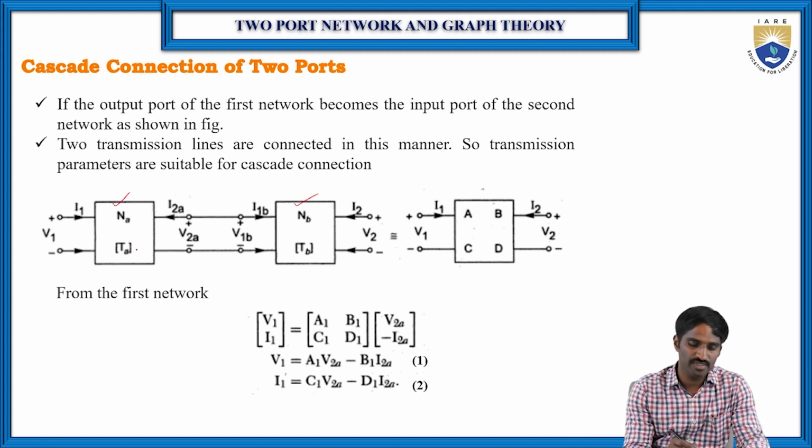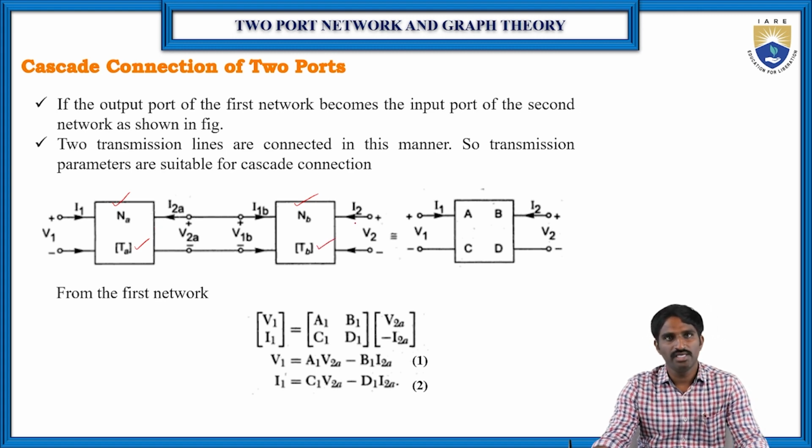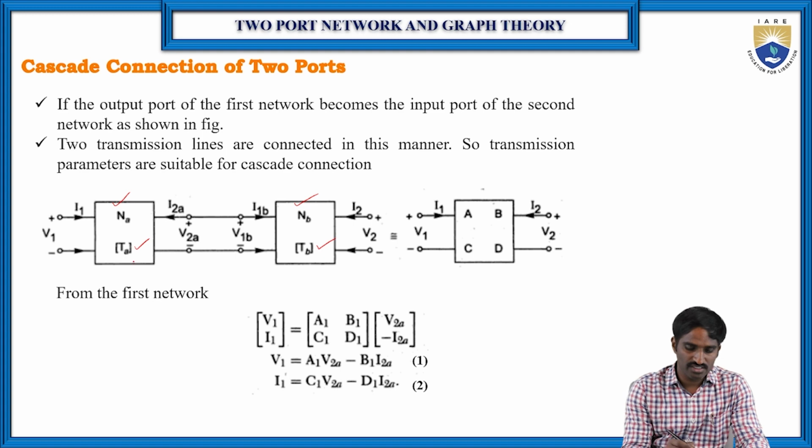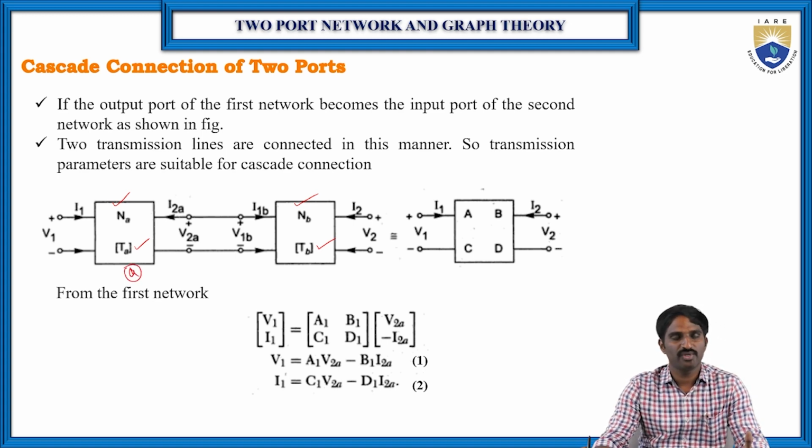So the transmission parameters for network A are TA, and the transmission parameters for network B are TB. Okay. So first let us consider network 1, or network A. For network A, write the transmission parameter equation.